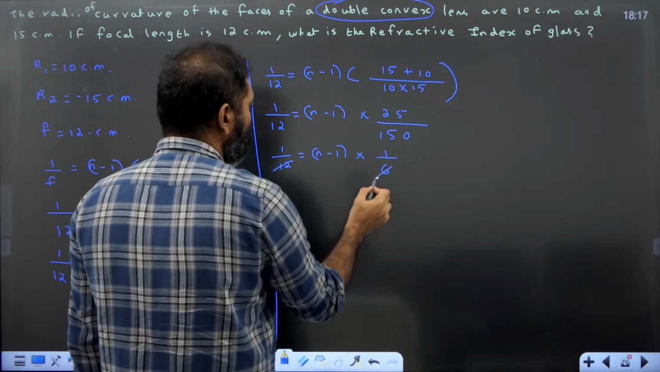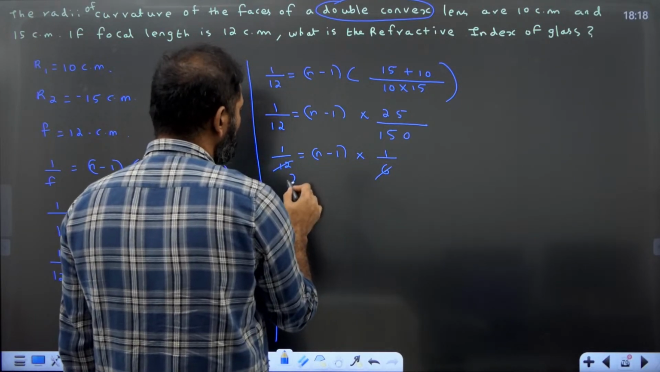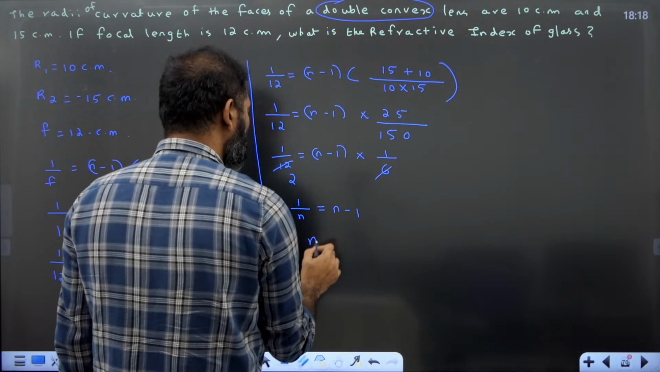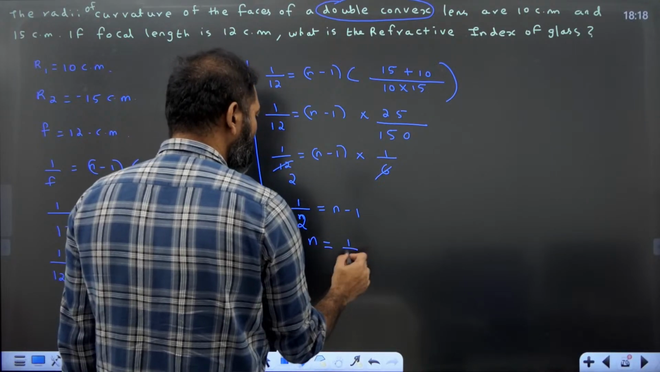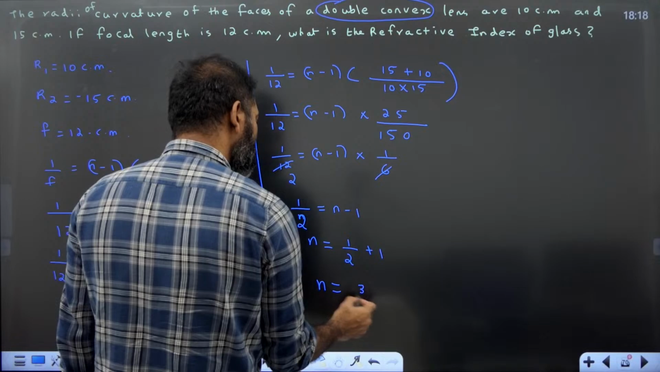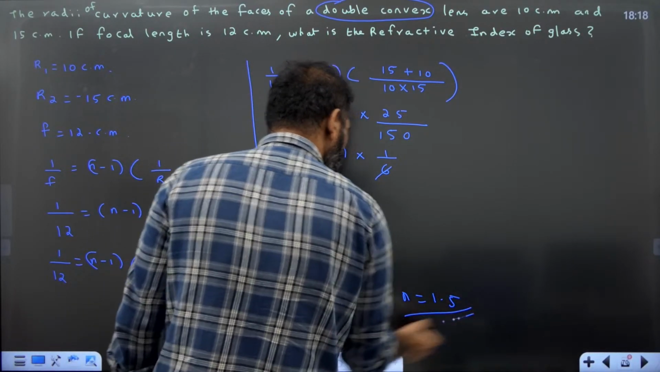So here we have 25 by 150, which is 1 by 6. So here we have 2. So 1 by 2 is equal to n minus 1. So n is equal to 1 by 2 plus 1. 1 by 2 plus 1 is 3 by 2. So that means the refractive index is equal to 1.5.